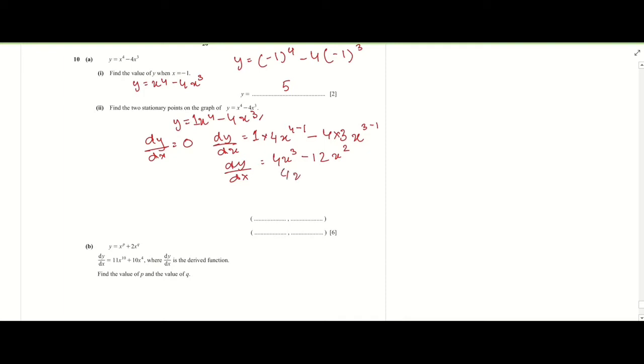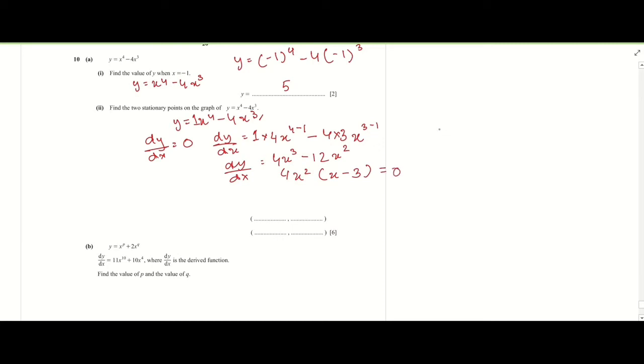And you can take away 4x squared and you will be left with x minus 3, because 4x squared multiplied by x would be 4x cubed, and 4x squared multiplied by negative 3 will be negative 12x squared. So you'll have to equate this equal to 0.